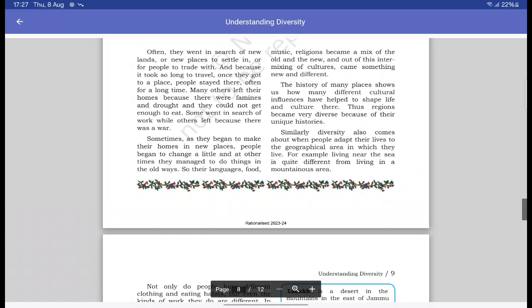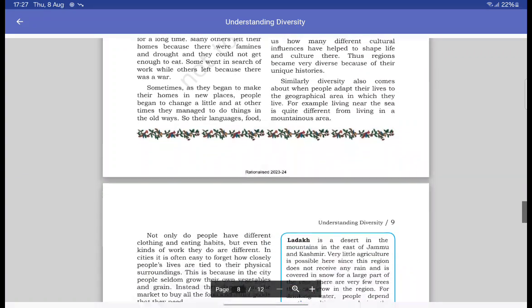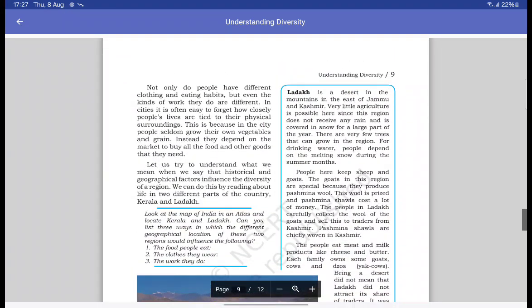Similarly, diversity also comes about when people adapt their lives to the geographical area in which they live. For example, living near the sea is quite different from living in a mountainous area. Okay, so in our huge country, some people live near the mountains, some live near the lakes, some live near the deserts. So they have to develop according to the climatic conditions that they live in. They will have to develop according to that.